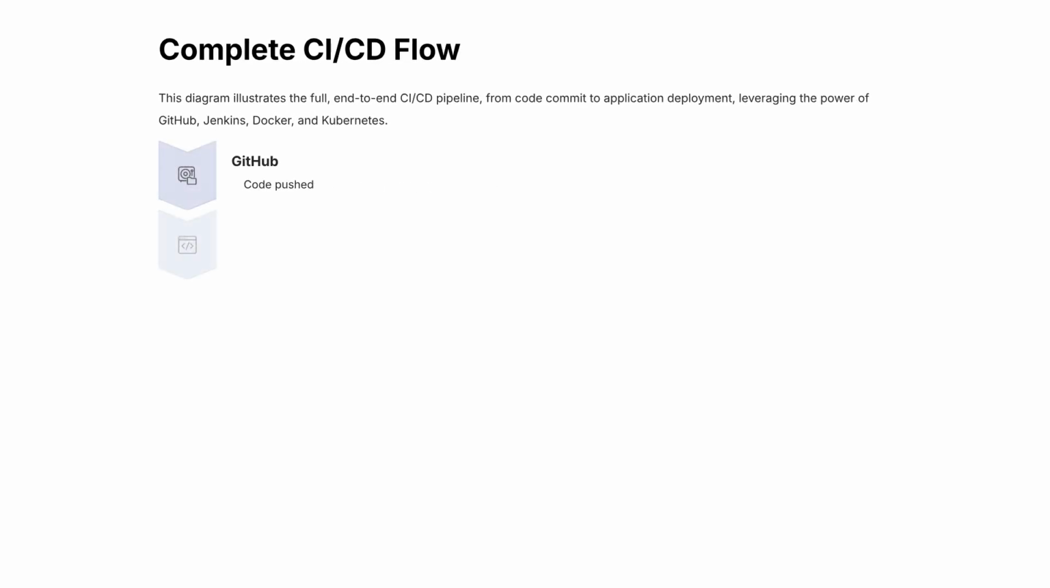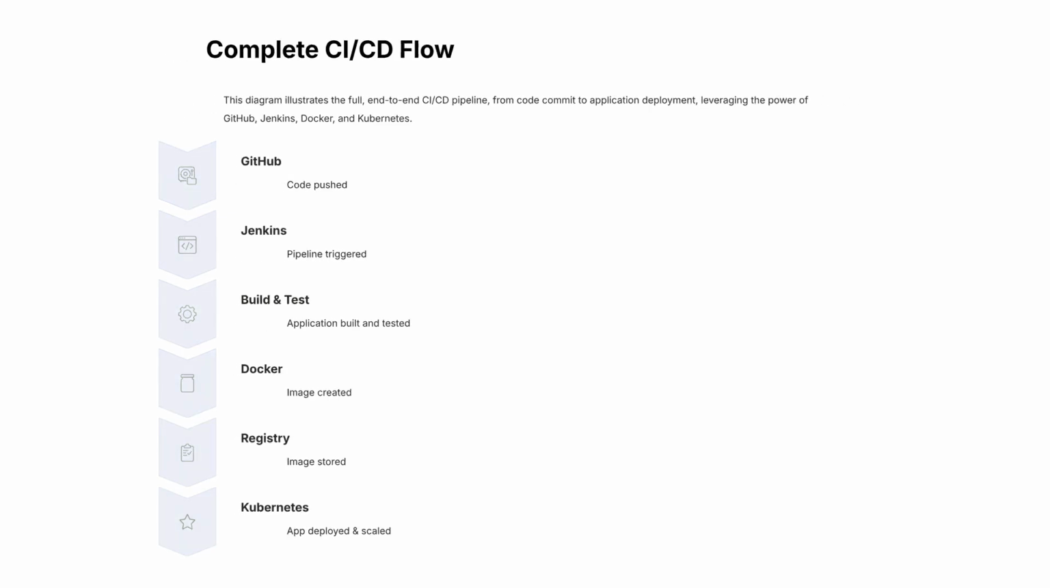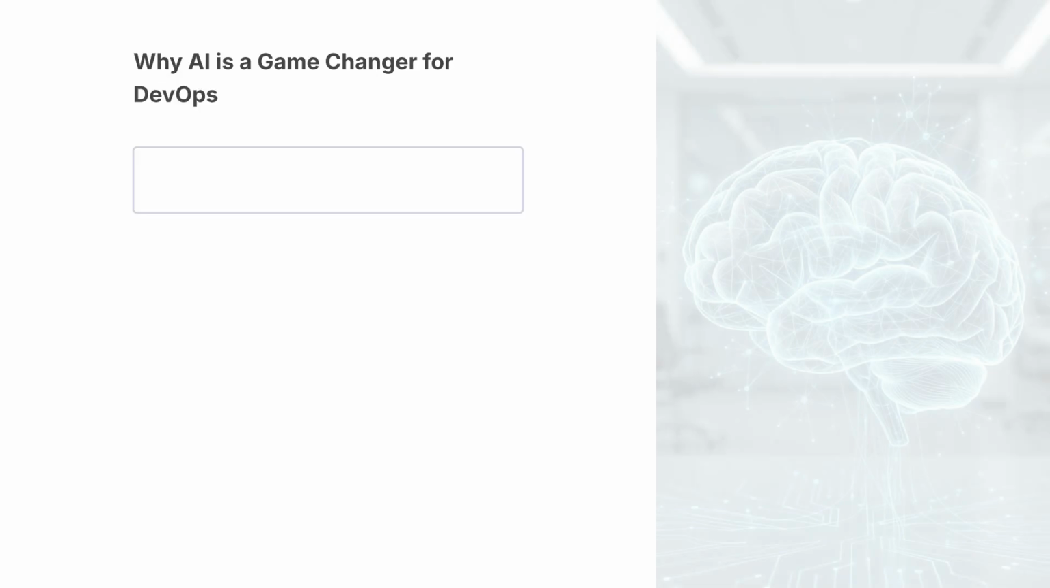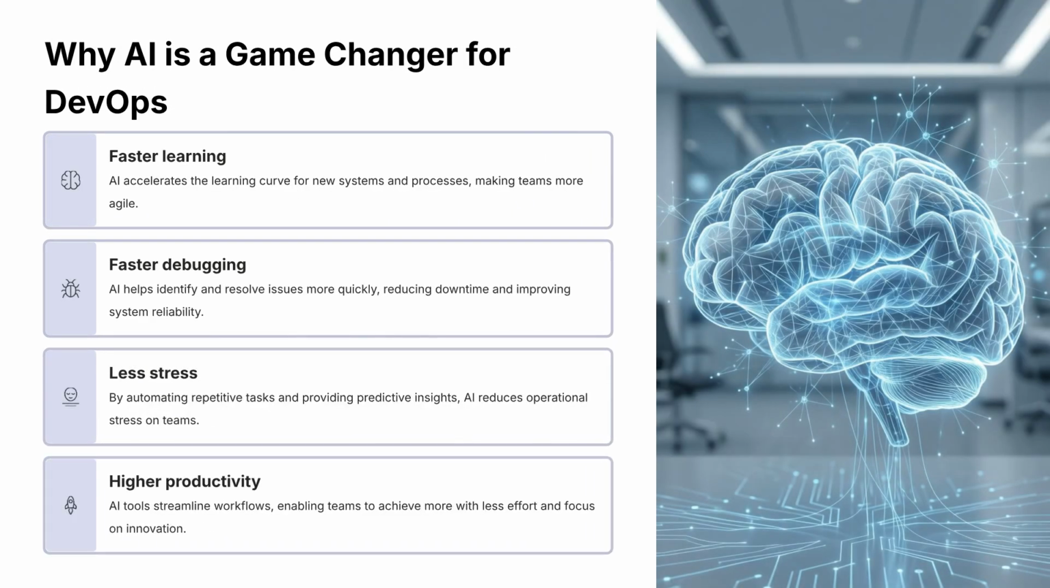So the complete CI/CD flow is GitHub, then Jenkins, then build, then test, then Docker, then registry, then Kubernetes. Everything is automated, repeatable, and reliable. This is modern DevOps. AI will not replace DevOps engineers, but DevOps engineers who use AI will replace those who don't. AI helps you learn faster, debug quicker, and reduce stress in daily corporate work.